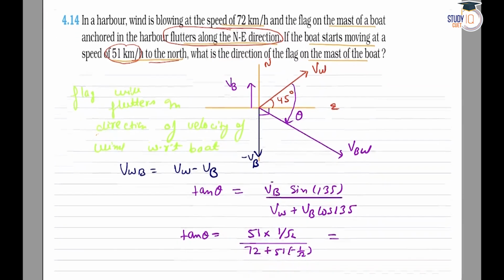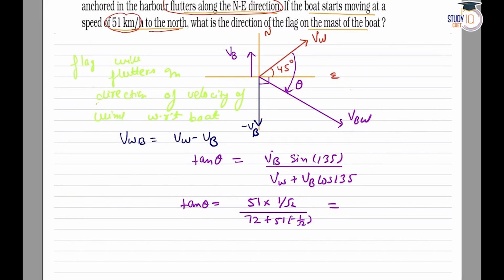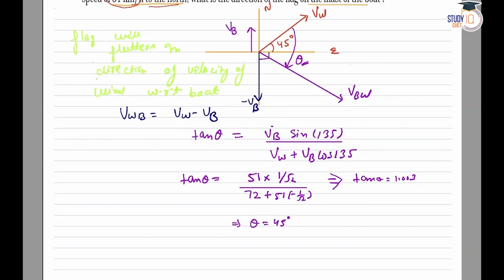On solving this, we have tan theta equal to 1.003. So we can write that tan theta is almost equal to 1. This implies theta is equal to 45 degrees. And if theta comes out to be 45 degrees, this direction would be the velocity of wind with respect to boat.